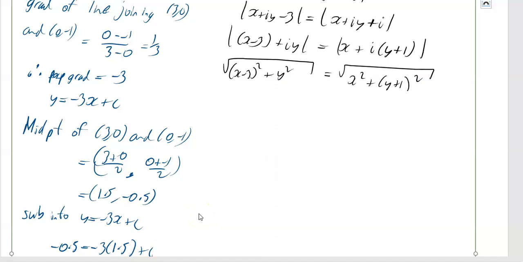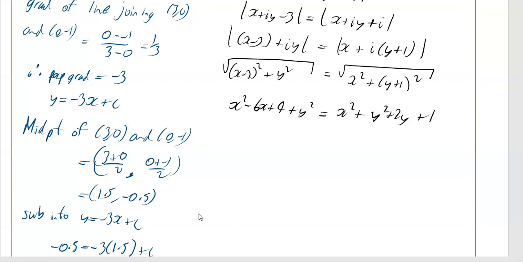Well, first of all, I would square both sides, get rid of the square root signs, and then just square out those things. You're going to get x squared minus 6x plus 9 plus y squared. That's our left hand side squared out. The right hand side squared out is going to be x squared plus y squared plus 2y plus 1. We'll leave all the y's to one side, and I'll bring my x's all to the left hand side, including my x squareds.